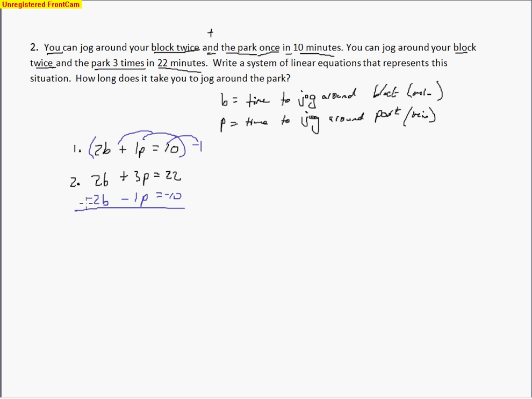When I add this together, I end up canceling out the running around the block, and I'm left with 2 parks equals 12 minutes. It takes 12 minutes to go around the park twice. So if I take half of that, that's how much it takes to go around the park 1 time. It's 6 minutes. So 6 minutes to jog around the park. And so there we have it.